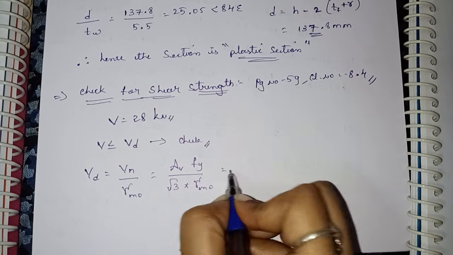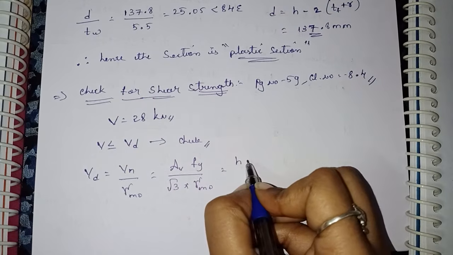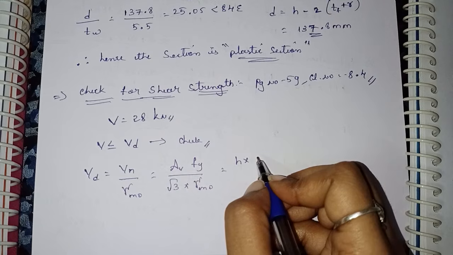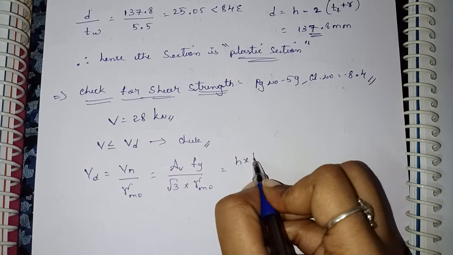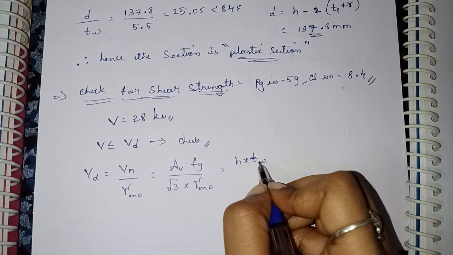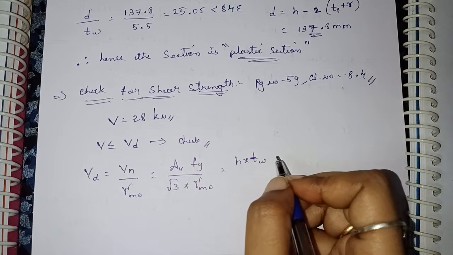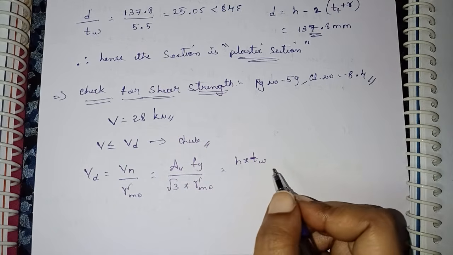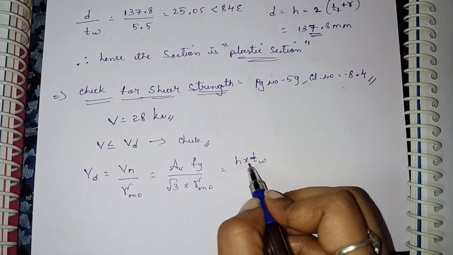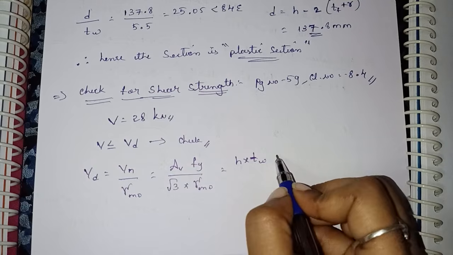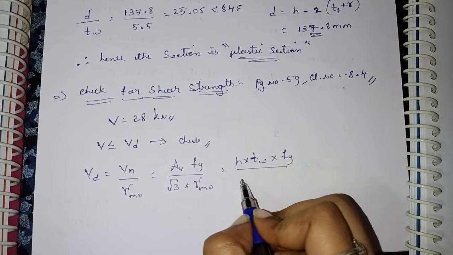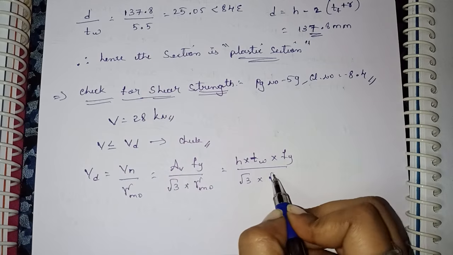Okay, so Av is nothing but shear area. Shear area always will be with respect to the web. Okay, shear will happen usually with respect to the web, as its thickness is less, and that will be the force which is taken laterally. So the H, total height into thickness of the web, you need to multiply into Fy divided by square root of 3 into gamma m naught.